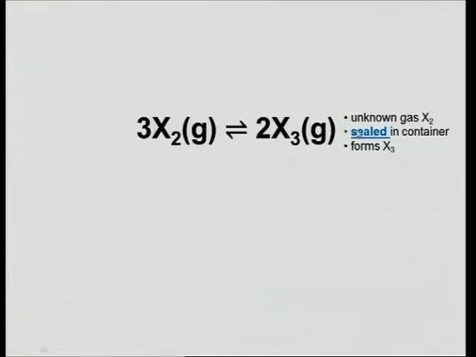Look here, closed system, sealed in a container to form the product X3. So what does this exactly mean? This means that I have a forward reaction, that becomes that, and I have a reverse reaction, that can become that. So 3X2 can also become 2X3, or 2X3 can also become 3X2. So that means I can read it that way and that way. Those are the two conditions.